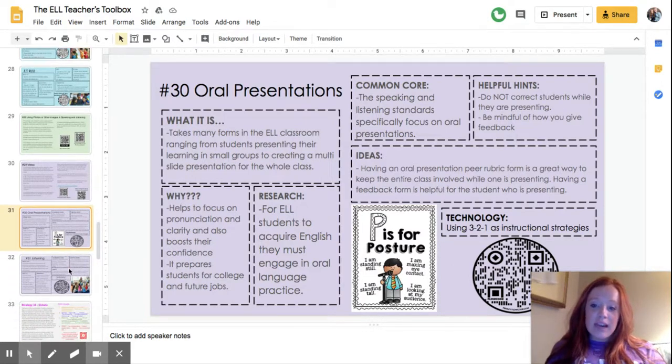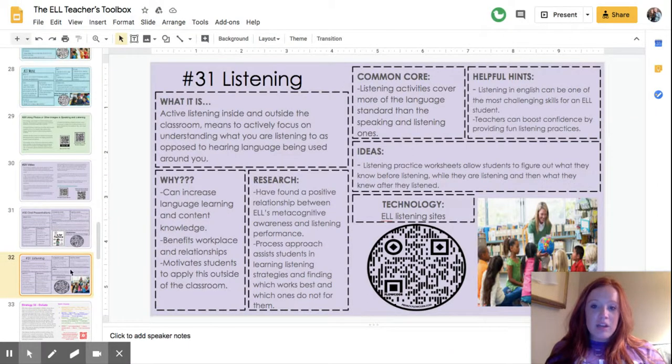And then for my next one, I had number 31, and it's listening. Listening is active listening inside and outside the classroom, and it means to actively focus on understanding what you're listening to, as opposed to hearing language being used around you. This can increase language learning and content knowledge. It benefits workplace and relationships, and it motivates students outside of the classroom. There's definitely been a positive relationship between English language learners' cognitive awareness and their listening performances.